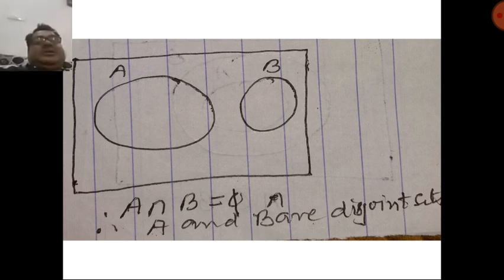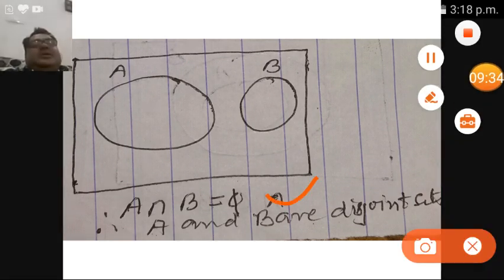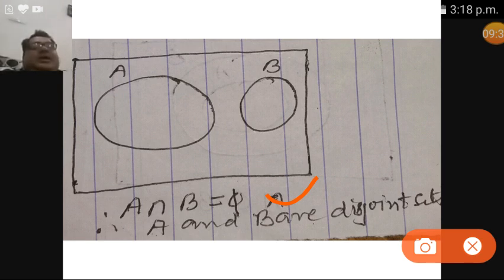In this figure, what we see is that A and B are not having any common region. It means the intersection of A and B will be an empty set, isn't it? And if it is so, then A and B are called disjoint sets. Disjoint sets means any two sets whose intersection is equal to the empty set are called disjoint sets.